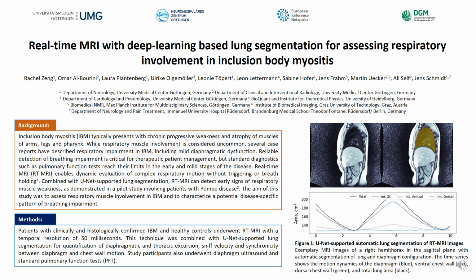So on the left-hand side in figure 1, there is an exemplary MRI image of a right hemithorax in sagittal plane and with automatic segmentation of lung and diaphragmatic configuration. And from this automatic segmentation, we can deduce the motion dynamics of the diaphragm, of the chest wall, and of the total lung across an entire breathing cycle, and we can visualize this as a time series.